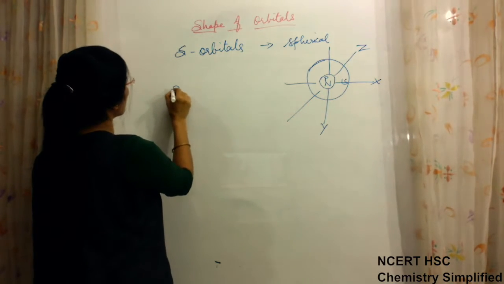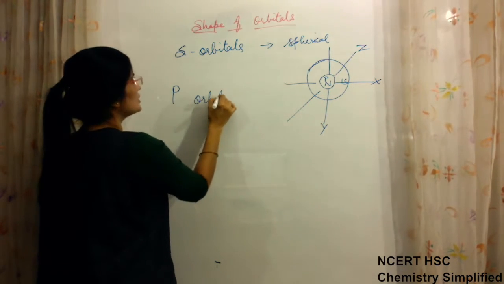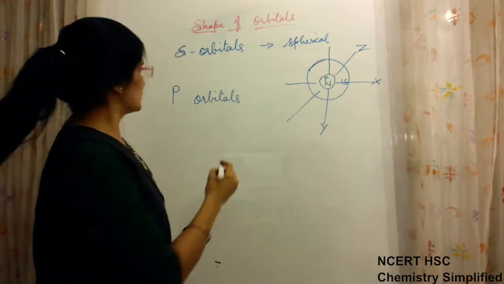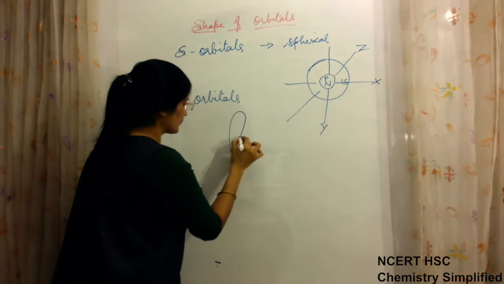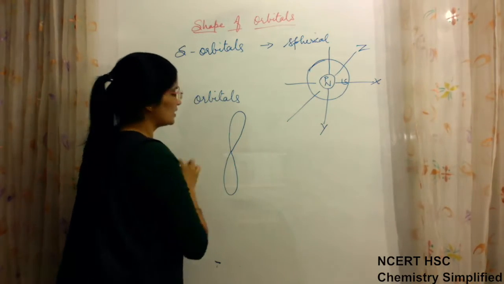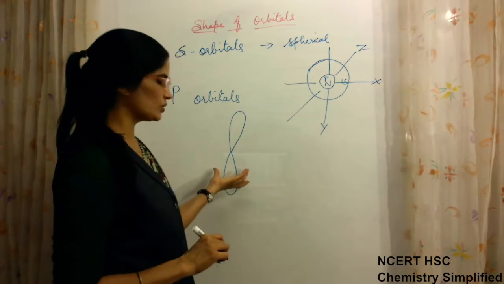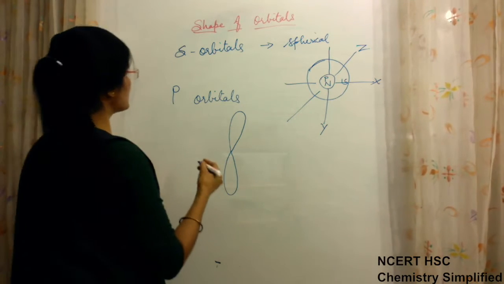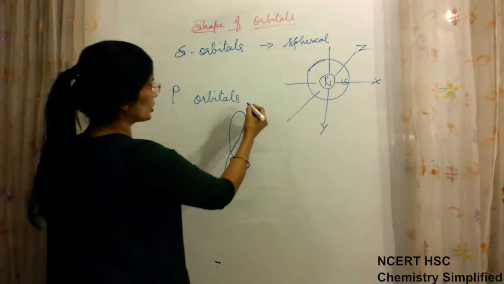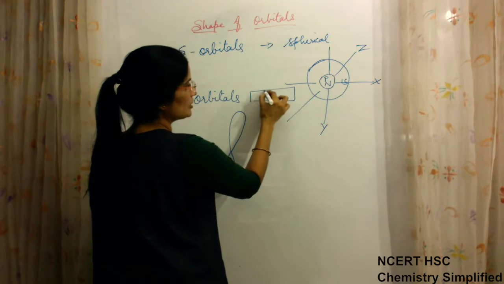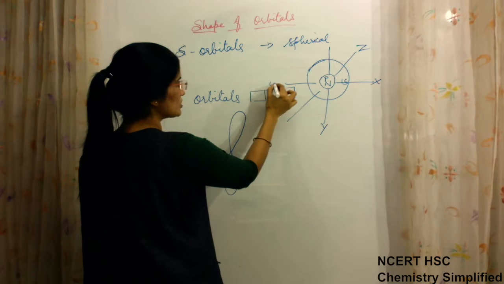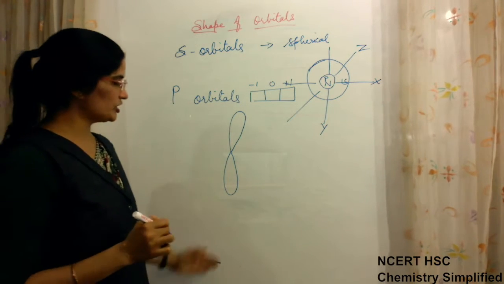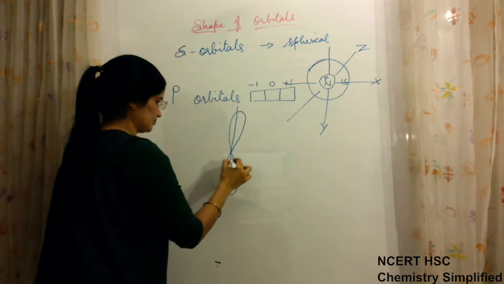Now we come to the shape of p orbitals. The shape of p orbitals is not like s orbitals. The shape of p orbitals is dumbbell shape. Now, we know that p orbitals can have 3 orientations. What are those 3 orientations? When we draw them in the form of boxes, we write 0, -1, +1. In the same way it can have 3 orientations like this.